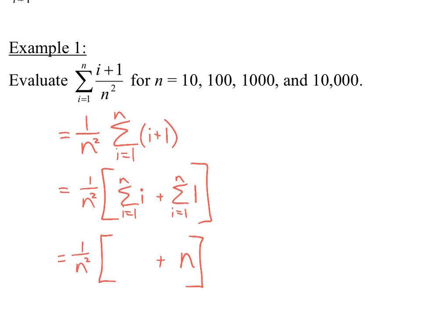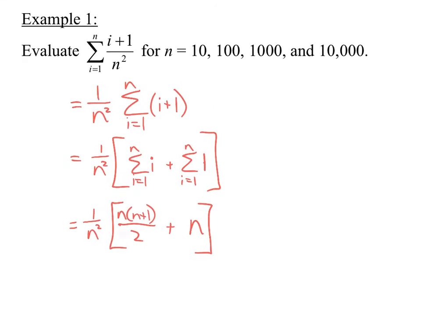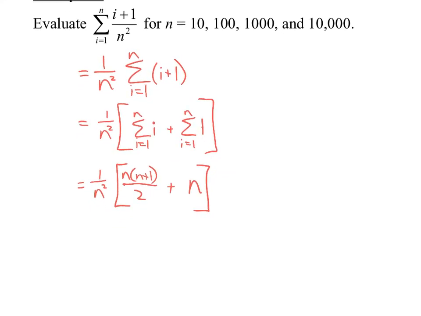Here I have the sum of the integers. And our formula for that is n times n plus 1 over 2. Now the reason why I'm simplifying first before I plug stuff in is because notice now what happens. When I distribute in the 1 over n squared, I get some stuff canceling. The n cancels at the top, so it's n plus 1 over 2n. And here the n cancels with one of the n's on the bottom, so it's plus a 1 over n.